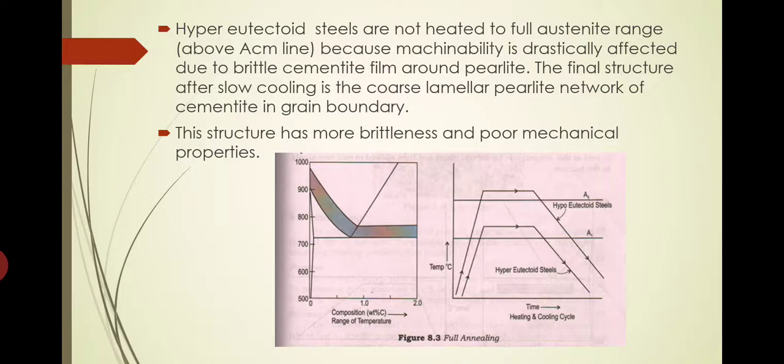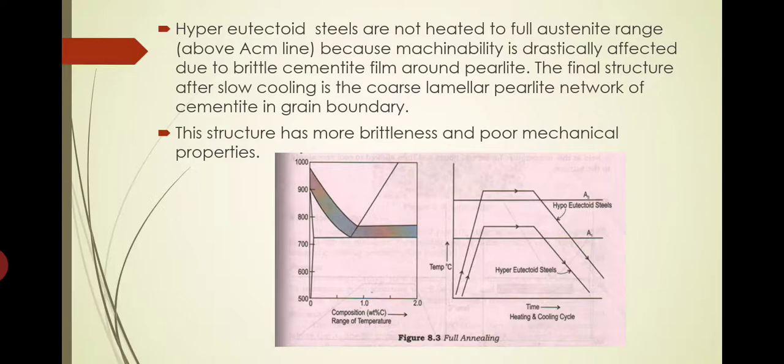Hyper-eutectoid steels are not heated to the full austenite range above the ACM line because machinability is drastically affected due to the brittle cementite film around the pearlite. So that is the reason why we are not heating hyper-eutectoid steel above the upper critical temperature. Okay. So the final structure after slow cooling is coarse lamellar pearlite with cementite in the grain boundary.